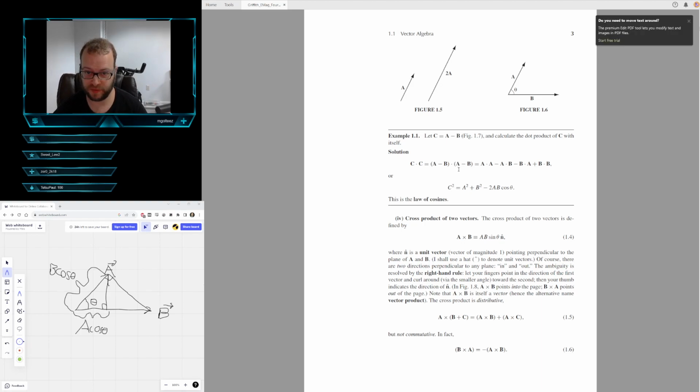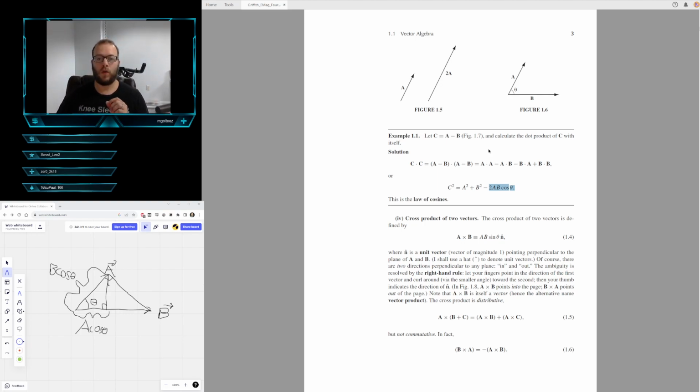Now, distributing this out because we can, you have A dot A, A dot negative B, negative B dot A, and B dot B. Well, A dot A and B dot B are defined as A squared and B squared. And the final terms are 2AB cosine theta, which is the definition of the dot product. And we have two of these. So negative 2 times the definition of the dot product, AB cosine theta.